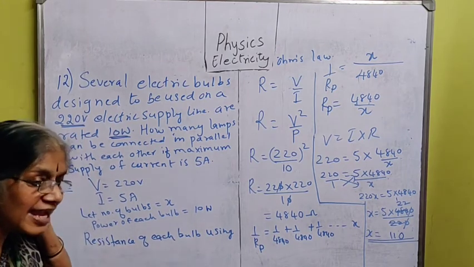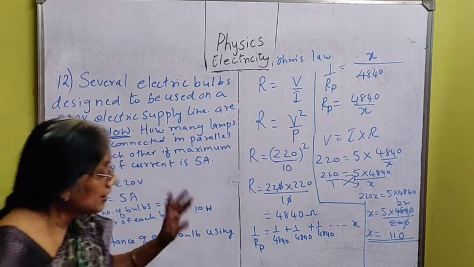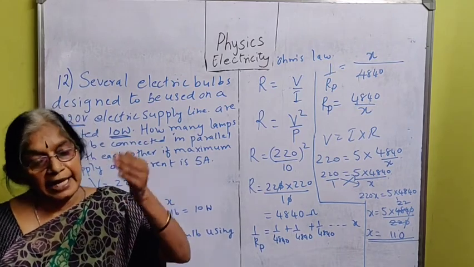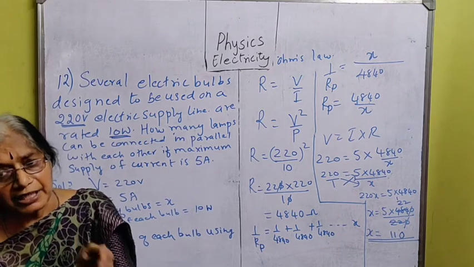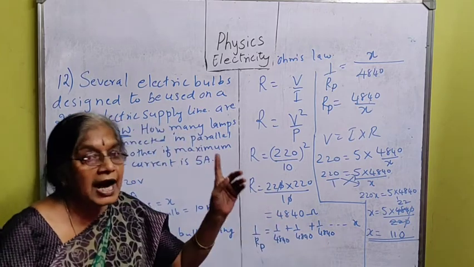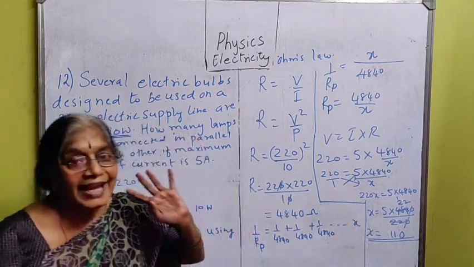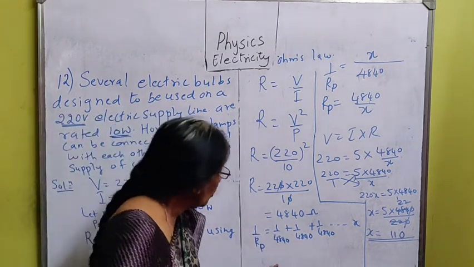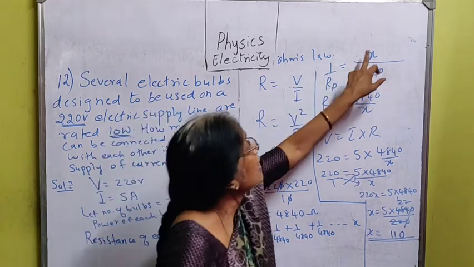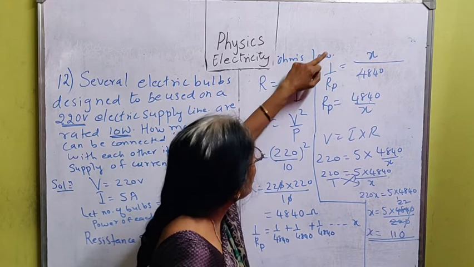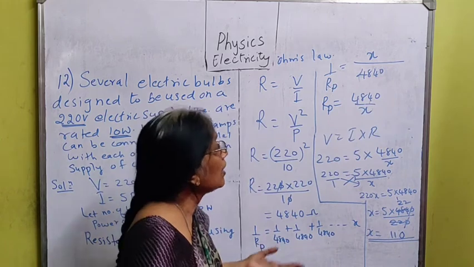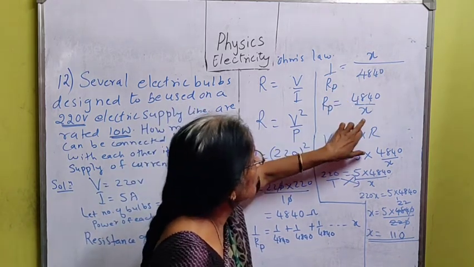We have how many bulbs? X bulbs are there. They are connected how? Parallel. So we know that for a parallel connection, 1 by Rp is equal to 1 by R1 plus 1 by R2 plus 1 by R3. R1 is also 4840, R2 is also 4840, R3 is also 4840, up to x times. So what will happen? Take 4840 as a common denominator. Up to x times means 1 into x, it will become x. So 1 by Rp is equal to x by 4840. So what will be the reciprocal? Rp is equal to 4840 by x.